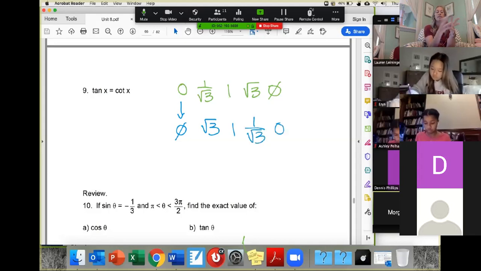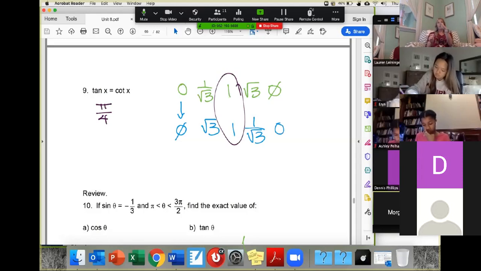So if I'm asking myself the question, where are tangent and cotangent the same? Where does that happen? At 1. Right there, 1. Where is that according to our chart? Pi over 4. So if tangent and cotangent are both 1 at pi over 4, that's going to happen, not that they're going to equal 1, but that they're going to be equal one other place.